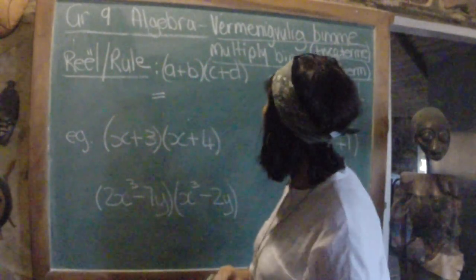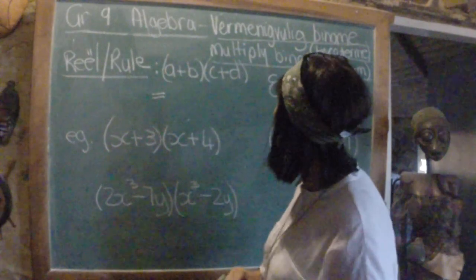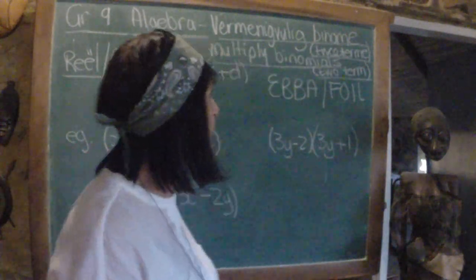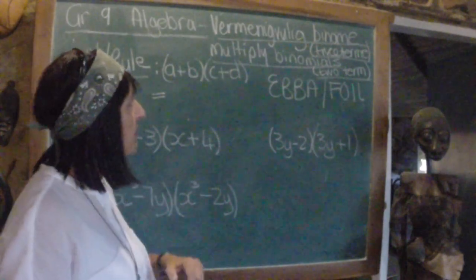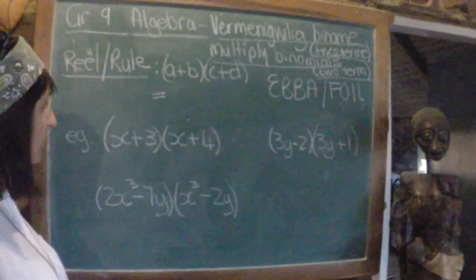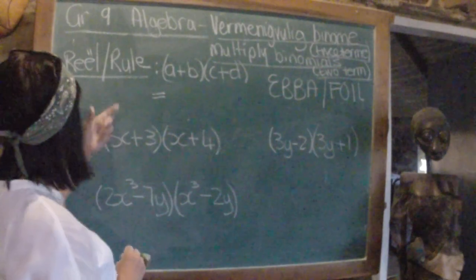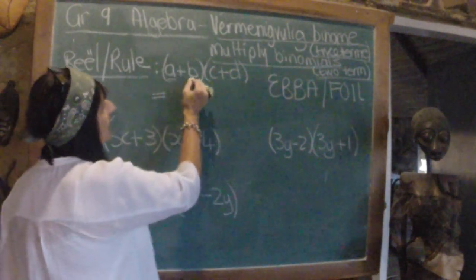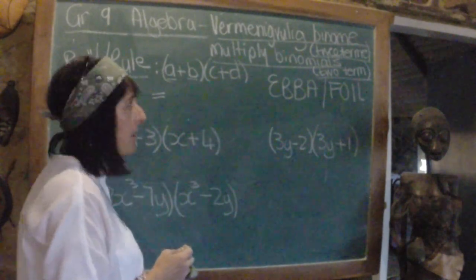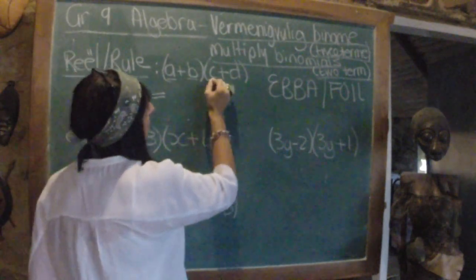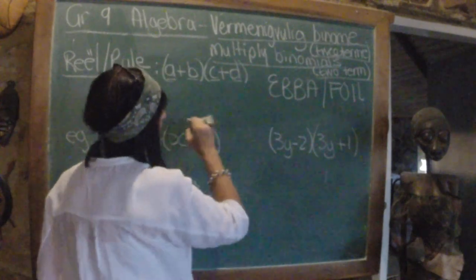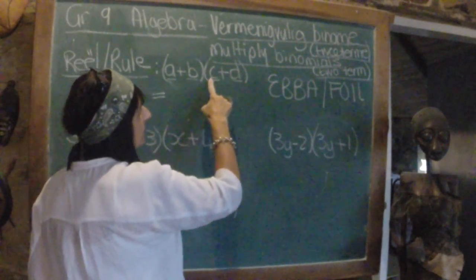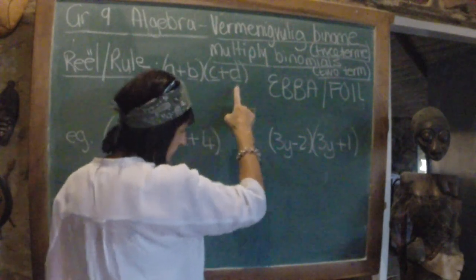Vandag is ons nog steeds besig met algebra en ons gaan kyk na die vermenigvuldiging van twee terme of binome. The multiplication of binomials. Let's quickly look at the rule, die reël. Ons kyk hier, het ons 'n twee term vermenigvuldig met 'n twee term. A binomial multiplied by a binomial.